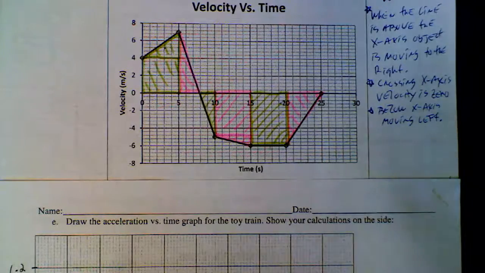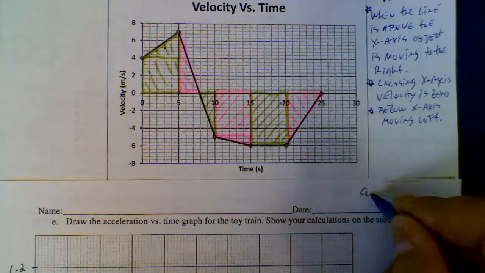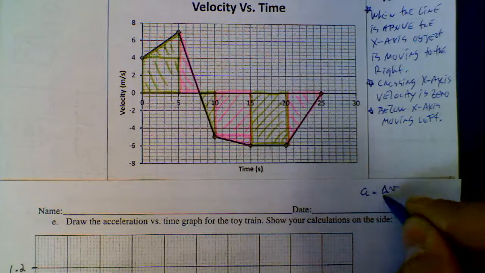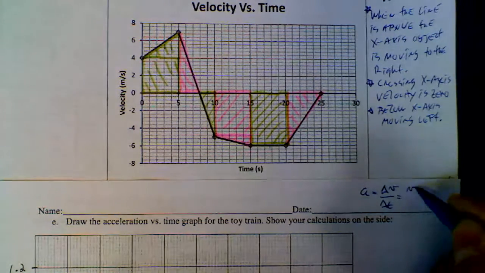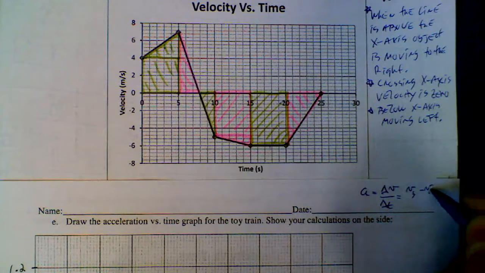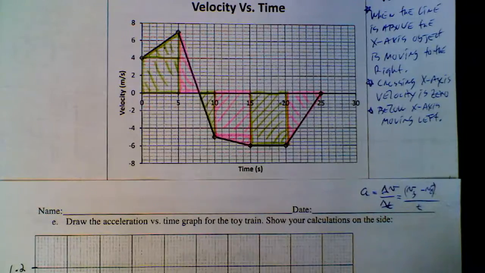The equation for acceleration is going to be the change in velocity over the change in time. So that is your final velocity minus whatever your initial velocity was, divided by the time change for that interval.